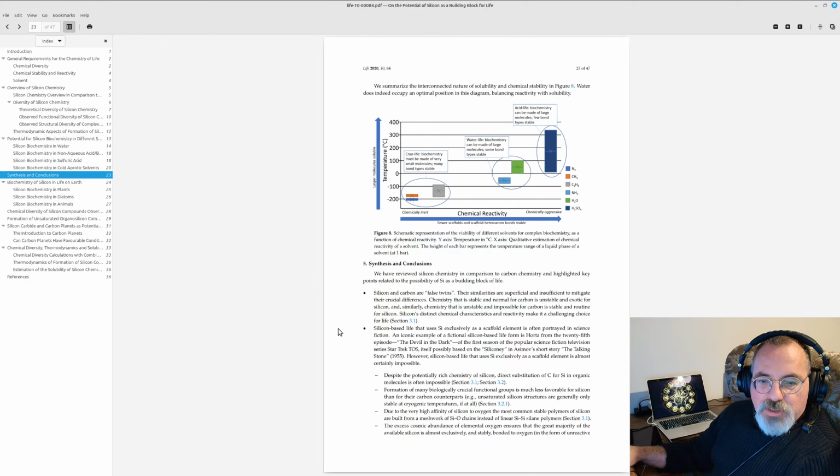Silicon-based life that uses silicon exclusively as a scaffold element is often portrayed in science fiction. An iconic example of a fictional silicon-based life form is Horta from the 25th episode, The Devil in the Dark, of the first season of the popular science fiction television series Star Trek, the original series, itself possibly based on the silicone in Asimov's short story The Talking Stone. However, silicon-based life that uses silicon exclusively as a scaffold element is almost certainly impossible.